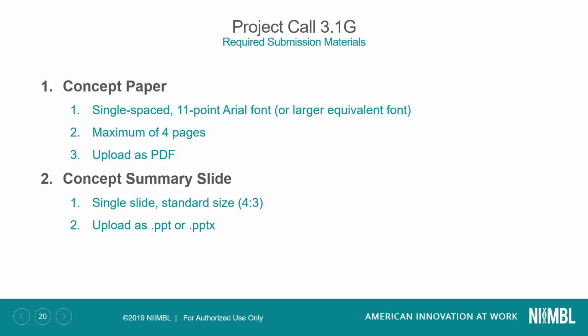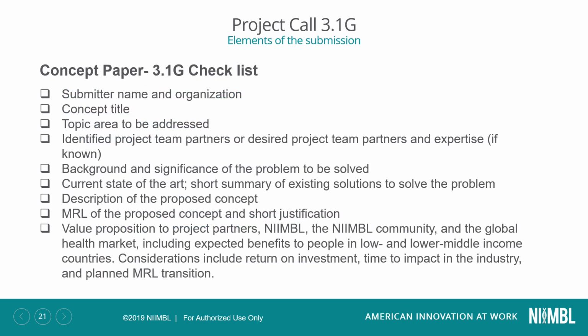These details are no different between PC 3.1G and PC 3.1T or W. These are mostly formatting issues and constraints around the size and scope of the details. If you think of this as a checklist, much of this is exactly the same except at the bottom bullet. The main difference is that in addition to showing the value proposition for your team members, for the Institute and the larger NIMBL community, you also need to factor in the needs of the global health market, including the expected benefits to people in low and lower middle income countries, because this is within the Global Health Fund context.